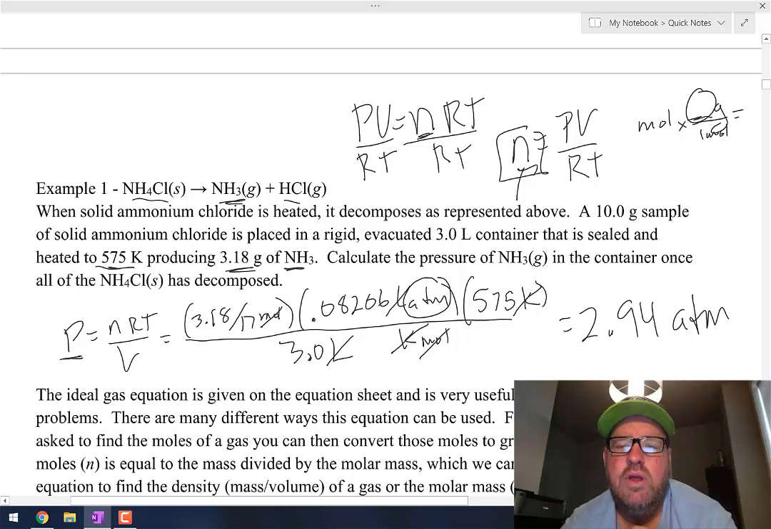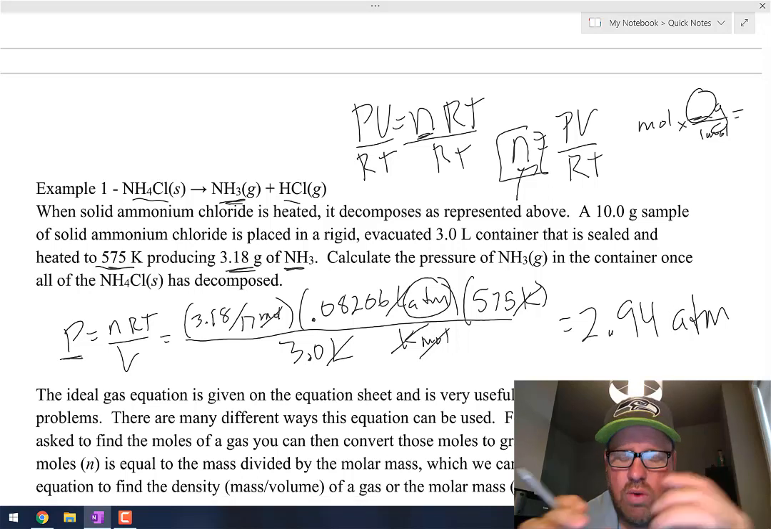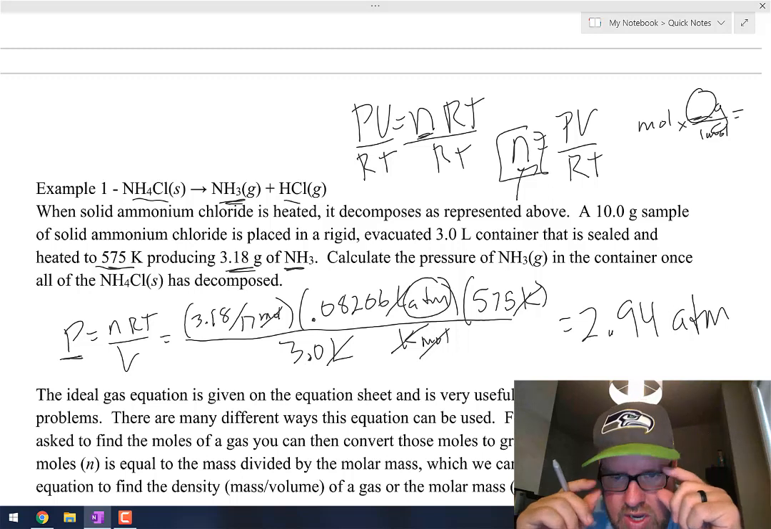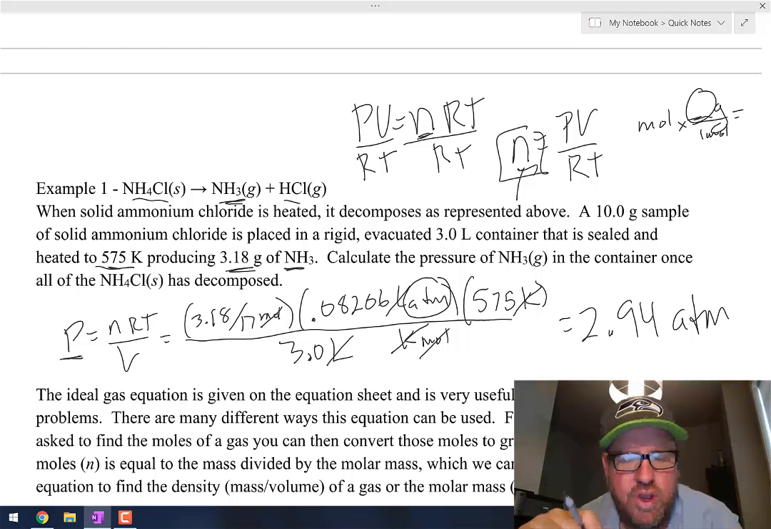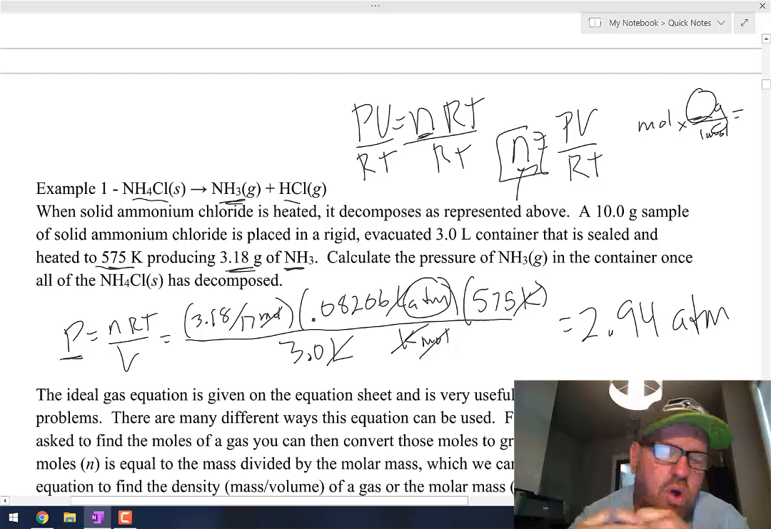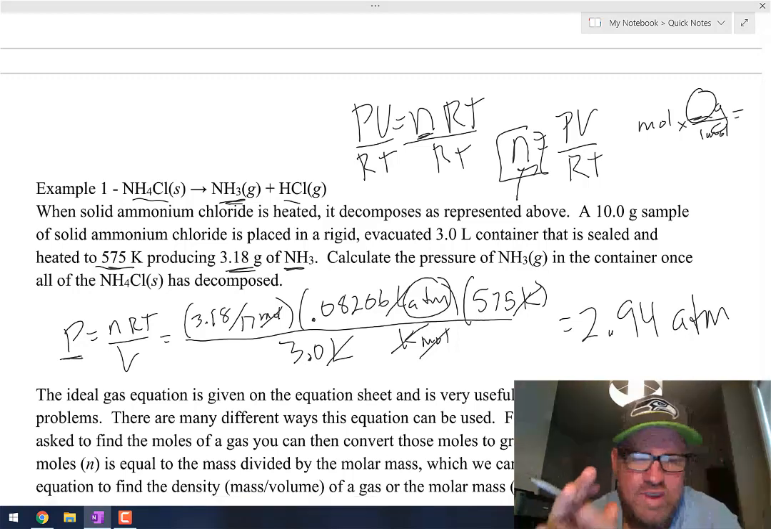Okay? And then obviously you've got to be able to find temperature as well. So, lots of different variables: pressure, volume, moles, and temperature. Notice that this equation is not the equation you use when the pressure changes from one thing to something else, or if the temperature changes from 70 Kelvin to 175 Kelvin.